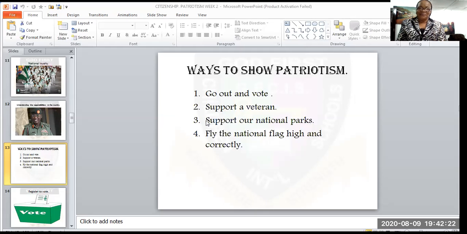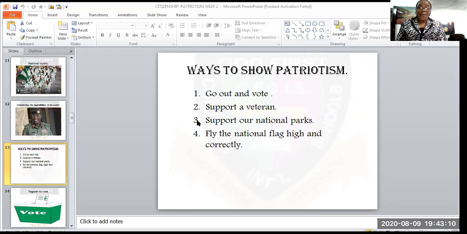Ways to show patriotism. Support our national parks. There are always rules and regulations in these parks. Don't violate those rules. It's not the best thing to do. Support our national parks. Make sure they are kept clean. You don't litter the place. It's not done. You keep it tidy the way you met it. You don't destroy things there and walk away.